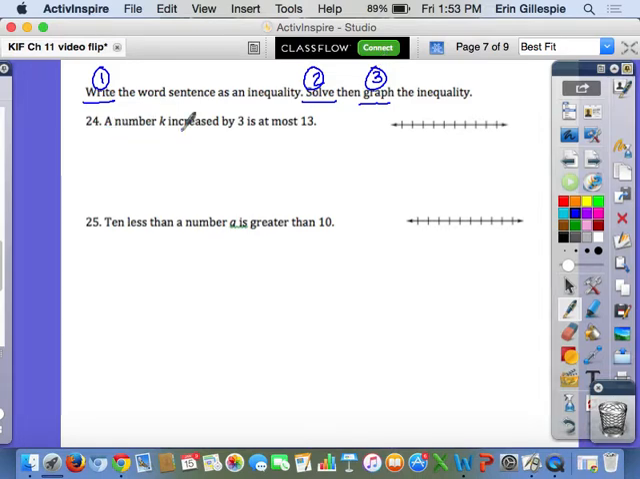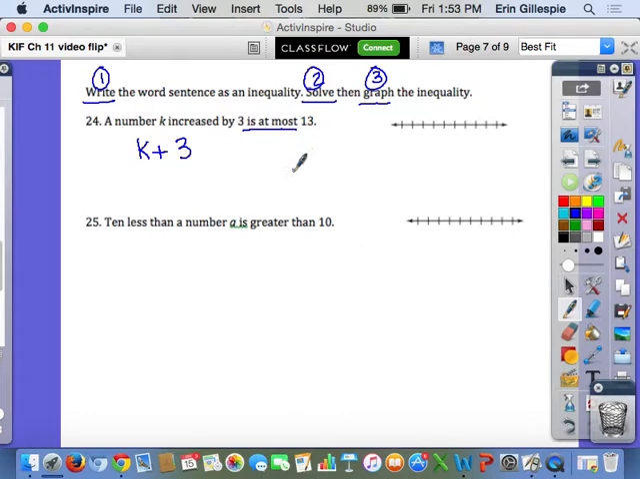Work your way from left to right and try to write that inequality. Think about your keywords and write it out. So a number k means they're telling me what variable to use. Use k. Increased by is telling me I should be adding 3. Is at most, remember just is by itself would tell me equals. Is and then a phrase like at most, at least, no more than, that's telling me an inequality to use.